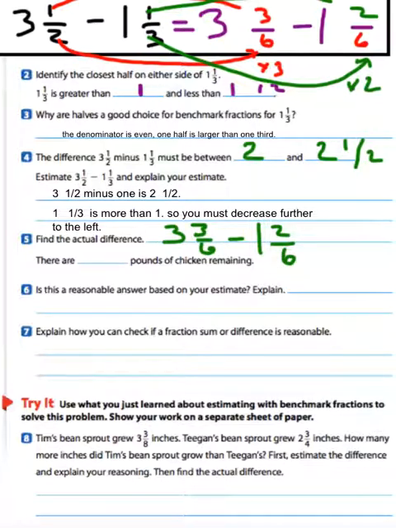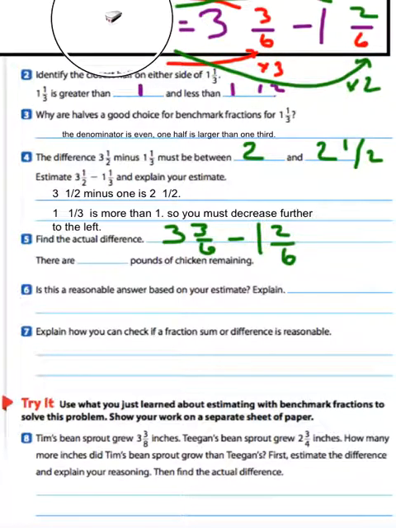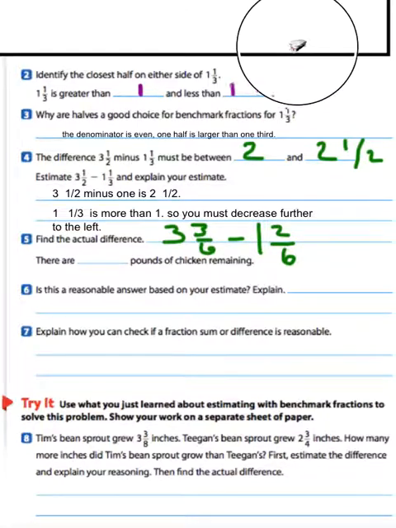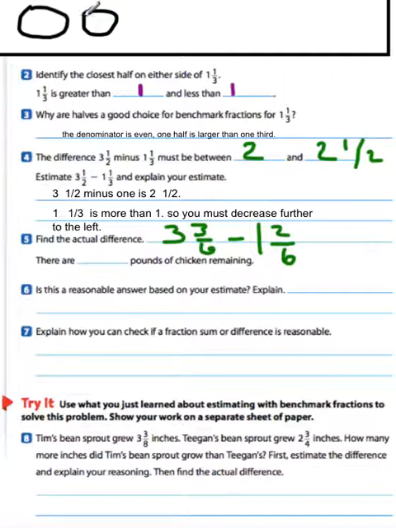All right, and now that I've written that there, that gives me more room to clean this up here. So we have 3 and 3/6 minus 1 and 2/6. Now we can do that a variety of ways. Let's do it with a drawing. 1, 2, 3 pizzas, and 3/6. All right. So that is going to be the equivalent to a half.